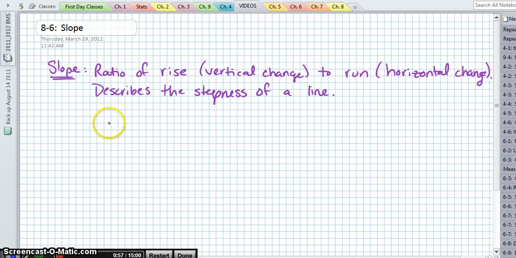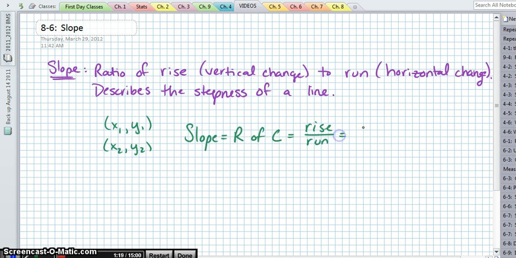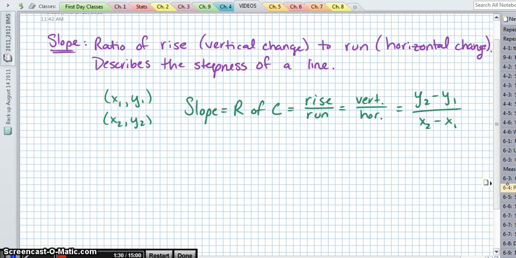The formula is the same if you have 2 points. You can calculate the slope by finding the difference between the vertical change and comparing that to the difference of the horizontal change. So the slope equals rate of change. It's rise to run. It is the vertical change to the horizontal change, and it is also y2 minus y1 over x2 minus x1. The slope is the same for any 2 points on a line. We do have a couple of special cases.